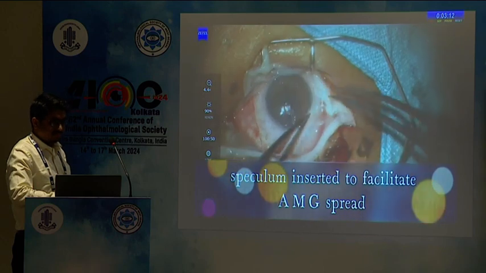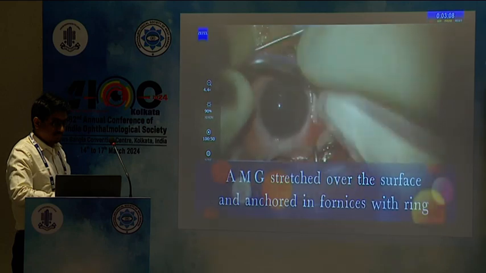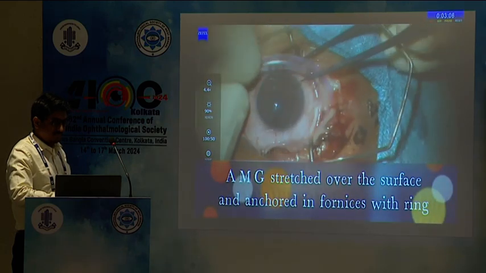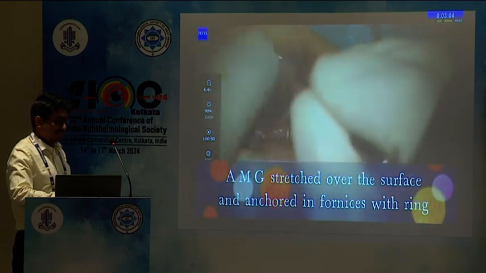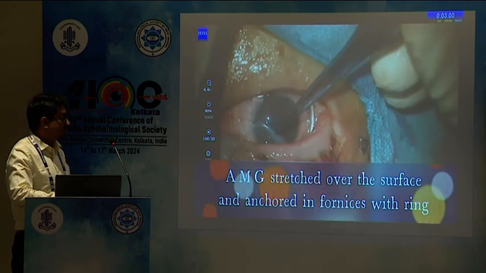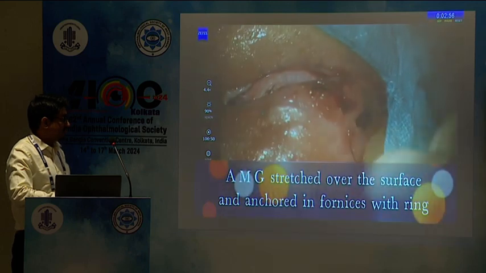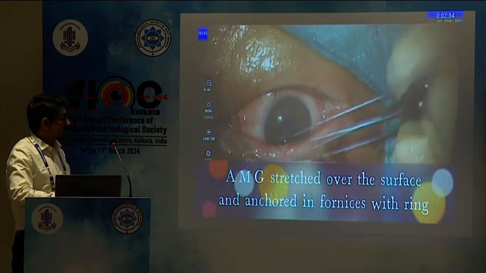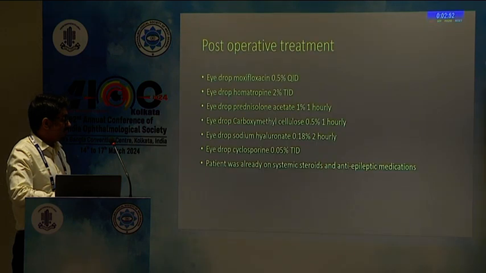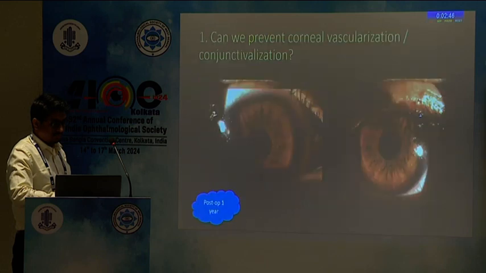It was fixed with the help of a ring made out of infant feeding tube number 10. This ensured that the amniotic membrane is spread not only over the cornea and adjacent conjunctiva but also to the fornices. The redundant amniotic membrane is reflected onto the lid margin. This was the post-operative regimen, and these are the pictures at post-operative day 7.